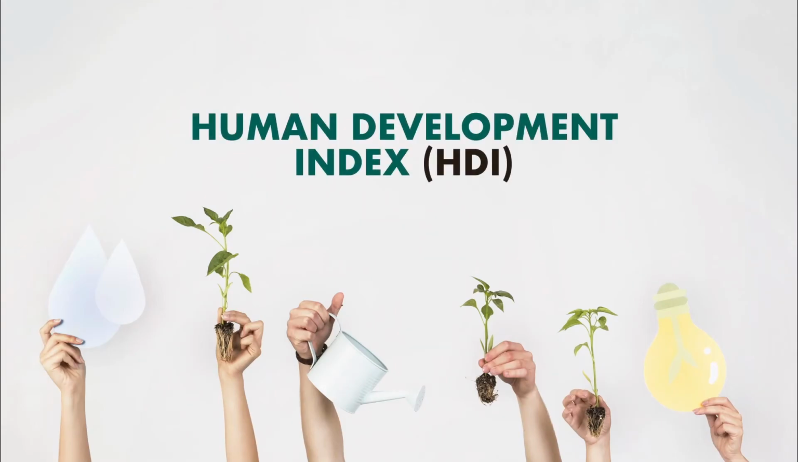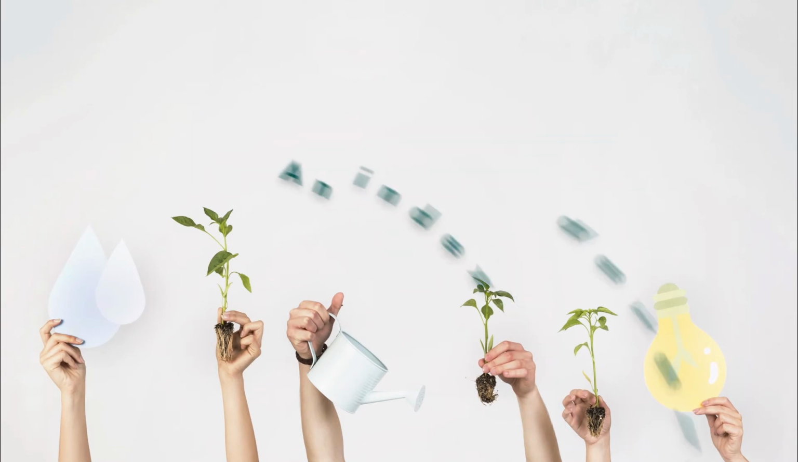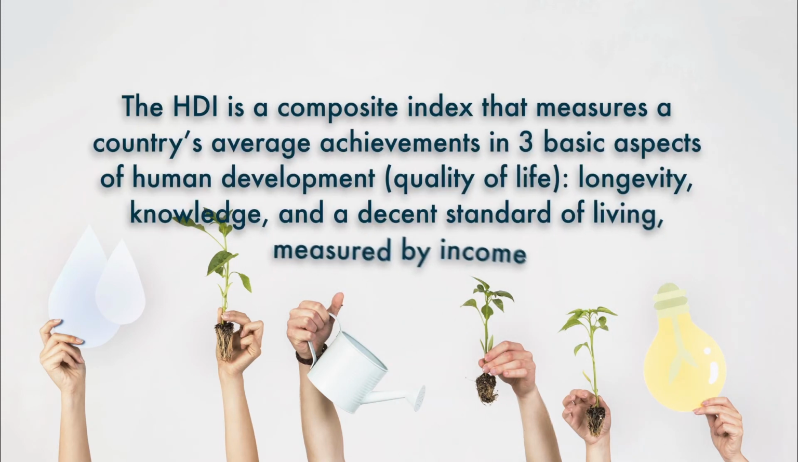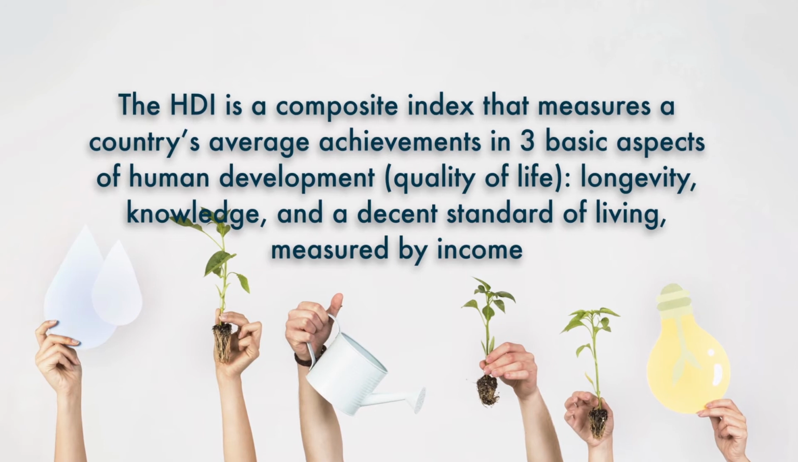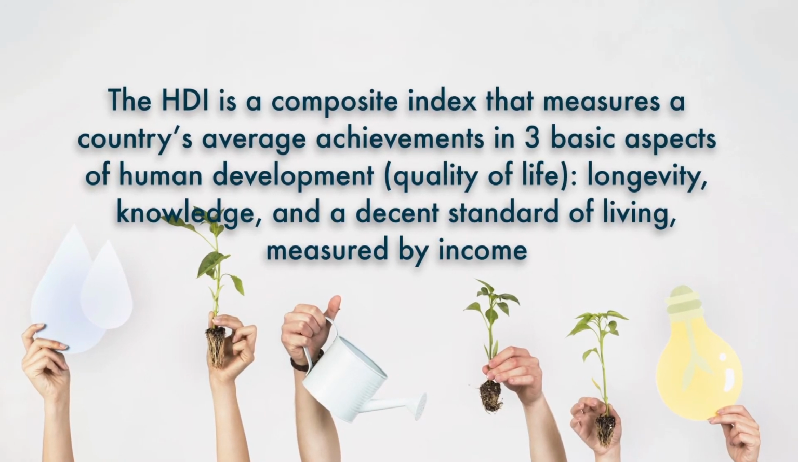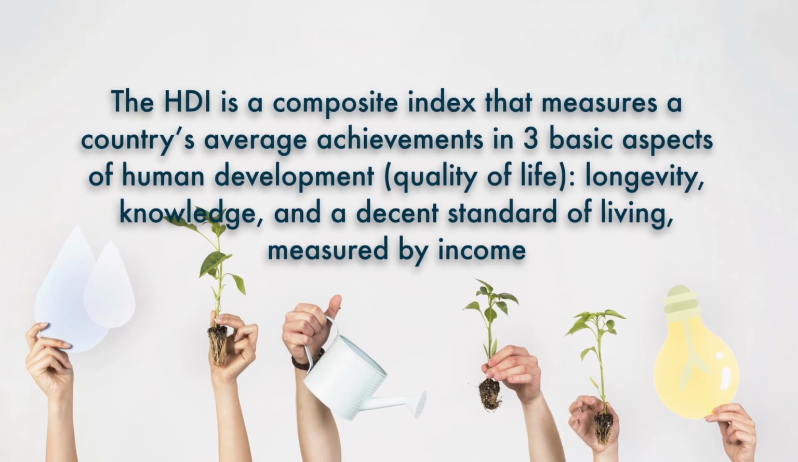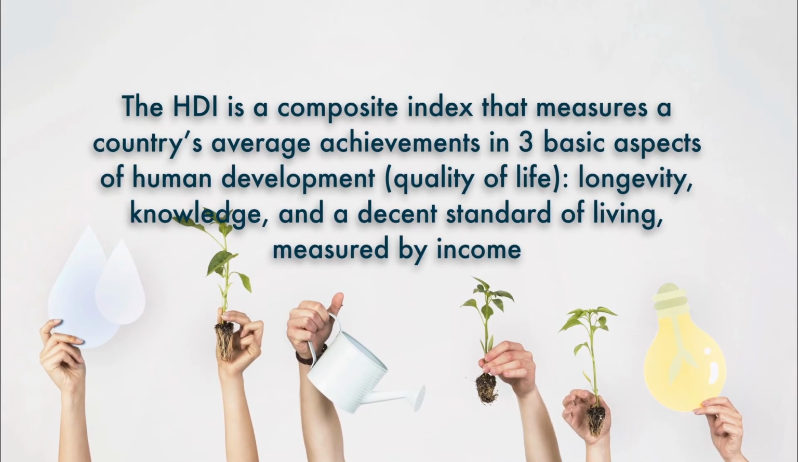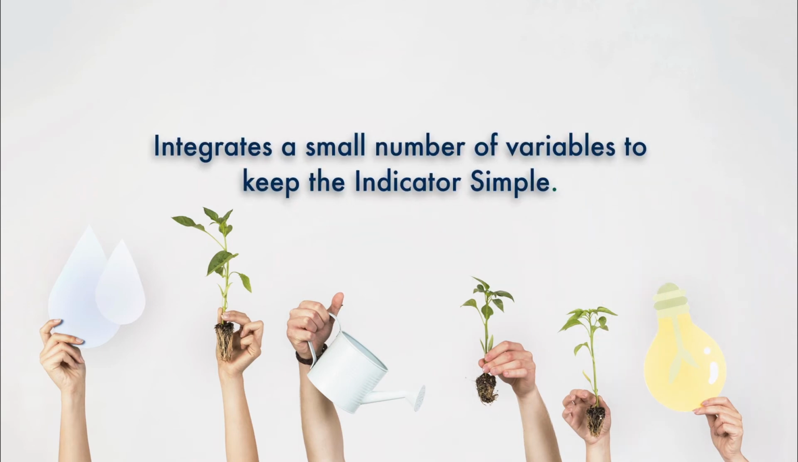UN Development Index, which is developed by the United Nations Development Programme, UNDP. It is a composite index that measures a country's average achievement in three basic aspects of human development, meaning quality of life, in terms of longevity, knowledge, and a decent standard of living, which is measured by income. It integrates a small number of variables to keep the indicator simple.